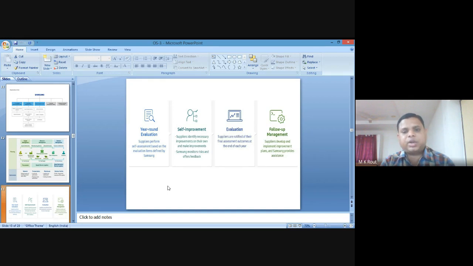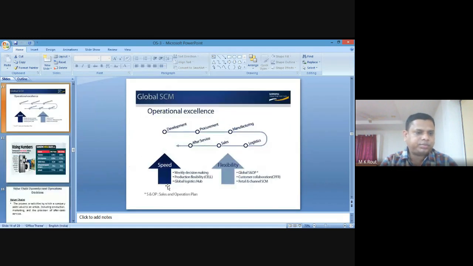The next part is evaluation. Suppliers are notified of their final assessment outcomes at the end of each year. And next, Samsung directly follows up on the management. The supplier develops and implements an improvement plan, and Samsung provides assistance. So these are the things which provide direct or indirect value in case of that particular product, which is directly focused on the customer base. Moving to the next part.